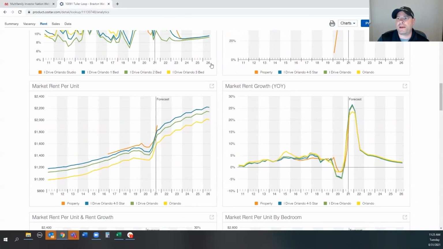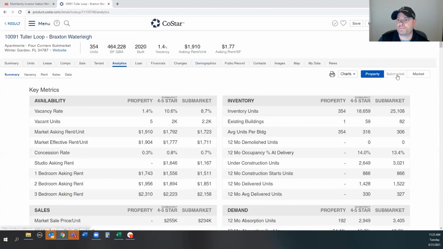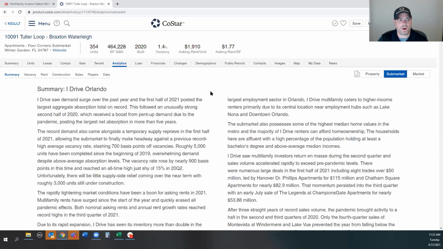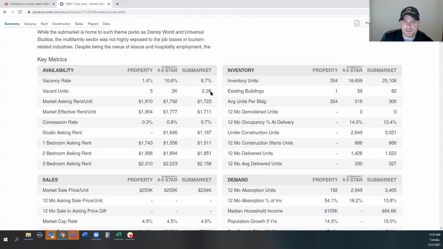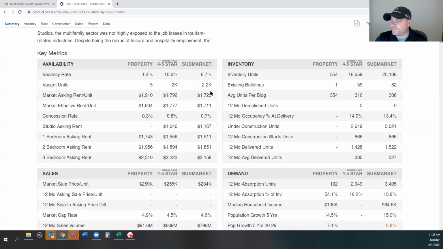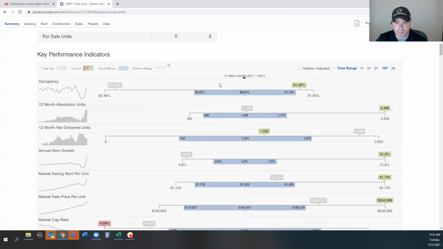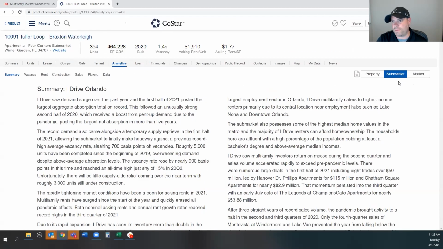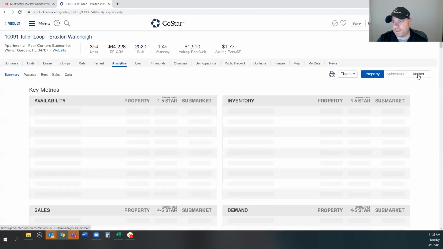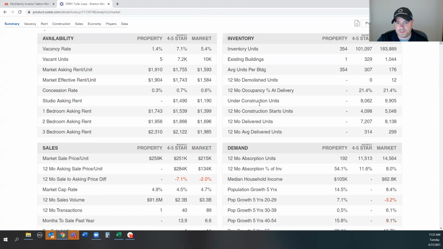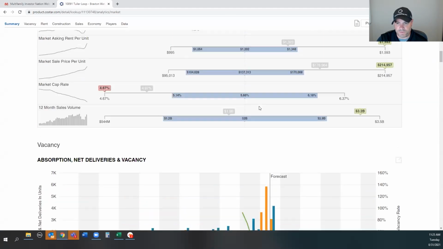But let's talk about, here's more of a submarket. So we're talking about a submarket here. So this is a lot of dialogue along those lines, talking about the submarket as a whole. So again, you can click, I just clicked on submarket right here. So you have property, submarket, and then market. So that's going to be more Orlando as a whole. And you can see it gives you all the demographics for that.